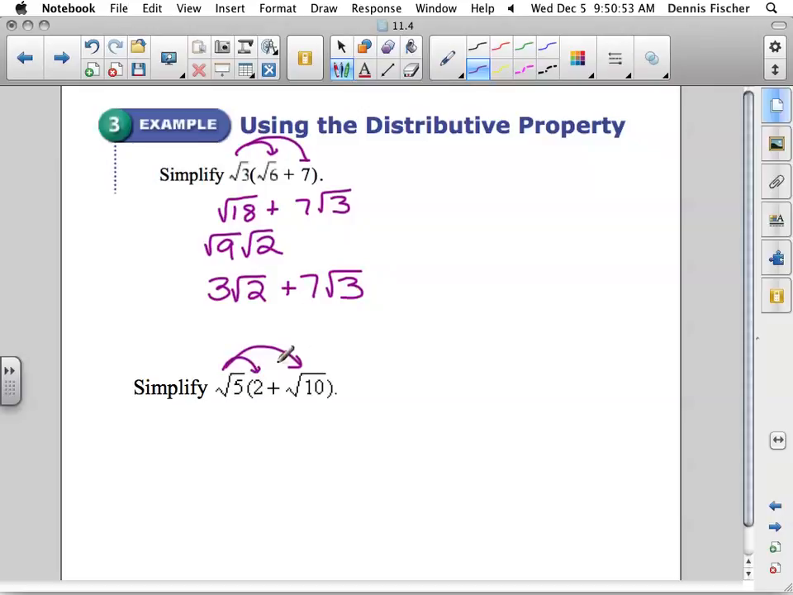Square root of 2, bring it through. Square root of 5, bring it through. Bring it through.